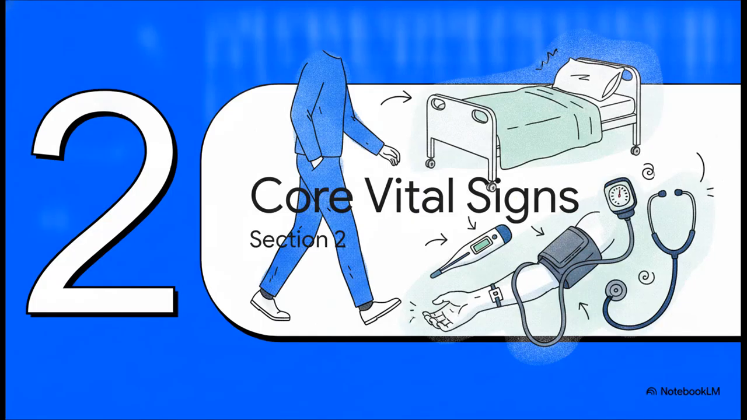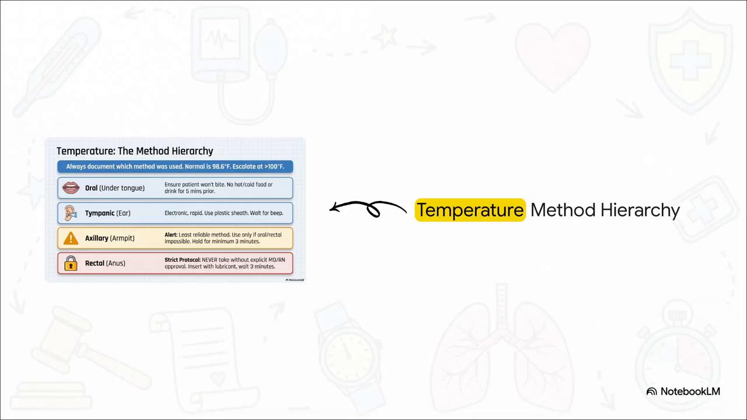All right, it's time. Let's walk into the room, approach the bedside, and start Section 2, measuring core vital signs. We're getting hands-on now. First up is temperature, and there is a very strict hierarchy to how we measure it. Oral, under the tongue, is your standard go-to, provided the patient won't bite the thermometer and hasn't had hot or cold food in the last 5 minutes. Tympanic, the ear, is electronic and rapid. Just make sure you use that plastic sheath.